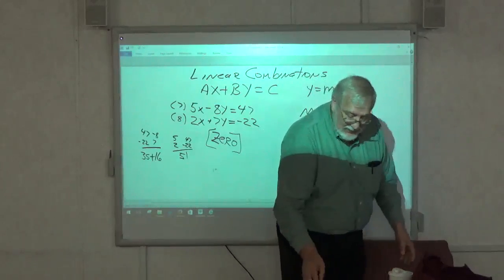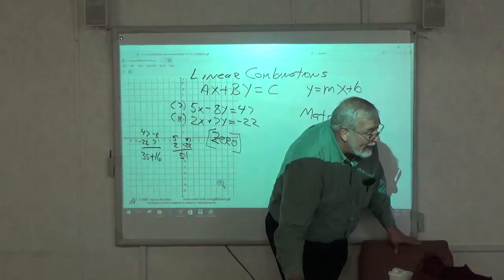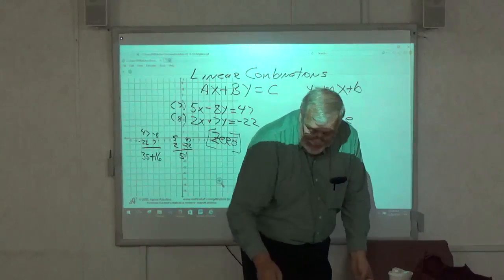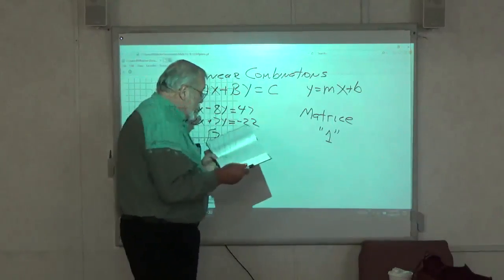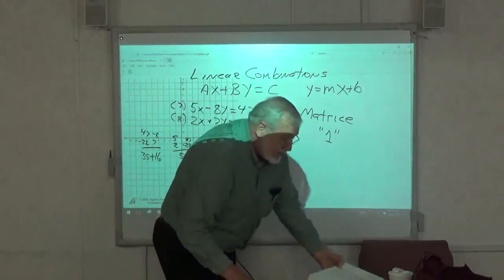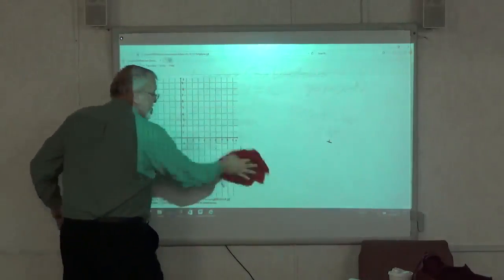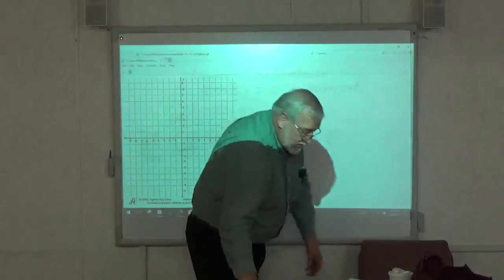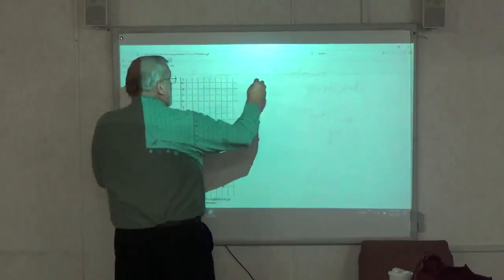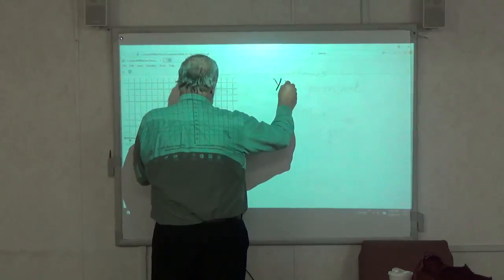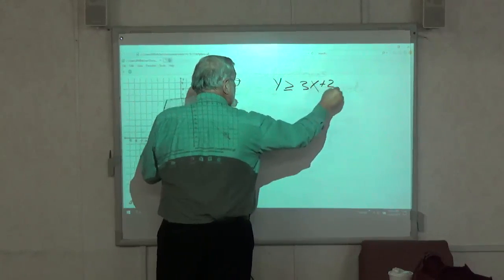See that G word? G word is really tough. Graph. Okay, I hate graphing, but we need to look at it. Now, first of all, whoa, I got stuff all over my board. Okay. The first equation says y is greater than or equal to 3x plus 2.